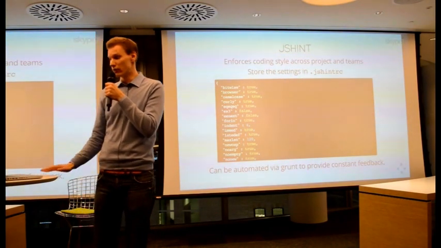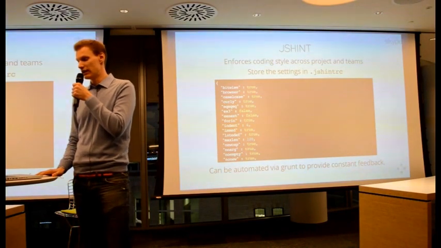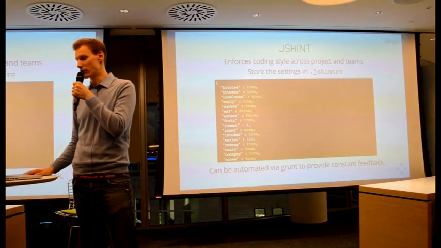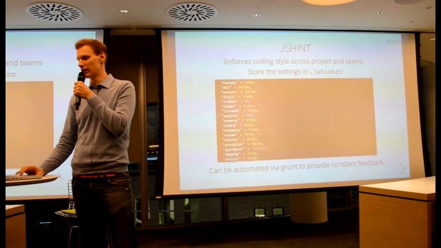And another tool to keep things sane in JavaScript development is JSHint. JSHint is a community-driven best practice checker, and the one that you can see here is a configuration file.